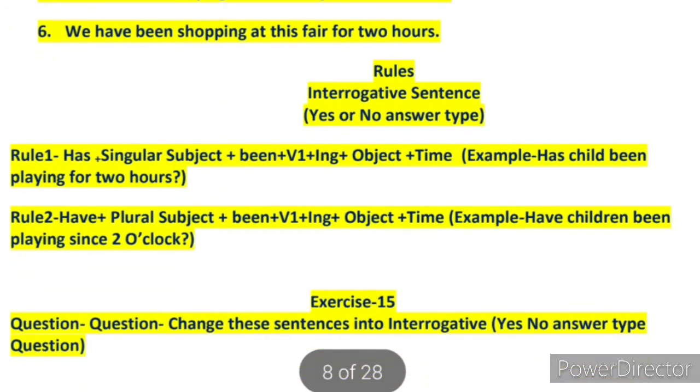Next rule for the interrogative sentences, yes or no answer type. Rule is we are supposed to add has and have in the beginning, then subject and been. So the rules, first is for the singular, rule is has plus singular subject plus been plus V1 plus ing plus object plus time. For example, has child been playing for 2 hours? Second, for plural subject, rule 2 is have plus plural subject plus been plus V1 plus ing plus object plus time. For example, have children been playing since 2 o'clock?